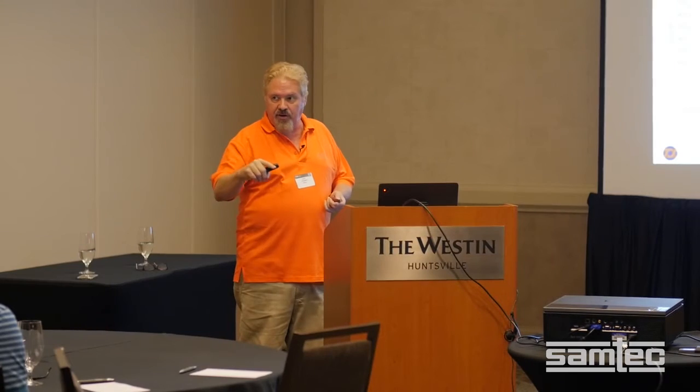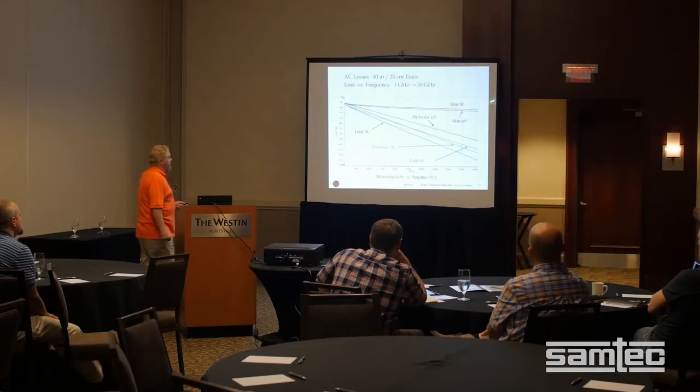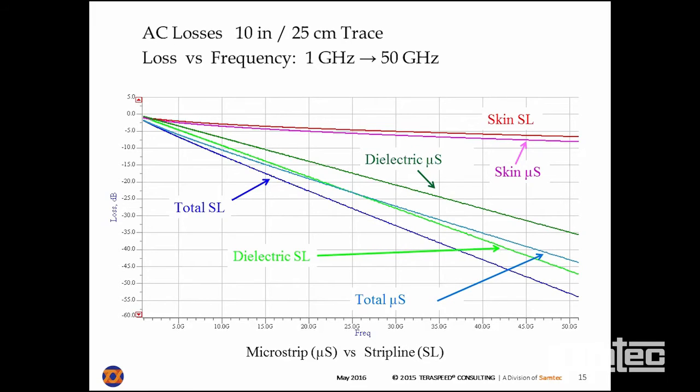Make your traces bigger. It gives you more area around, so the skin effect losses go down. Then you've got your dielectric for microstrip and dielectric for strip line. Why are they different? Same material. Why should this make any difference?